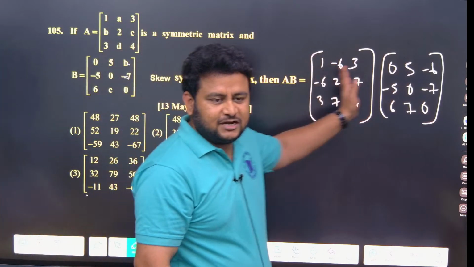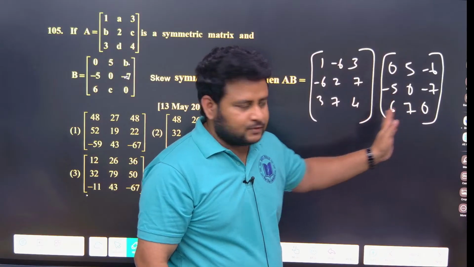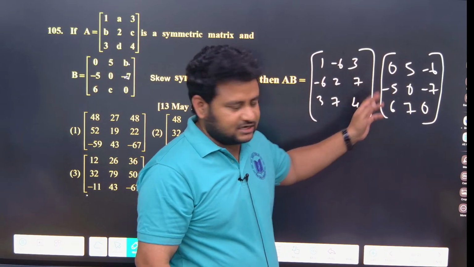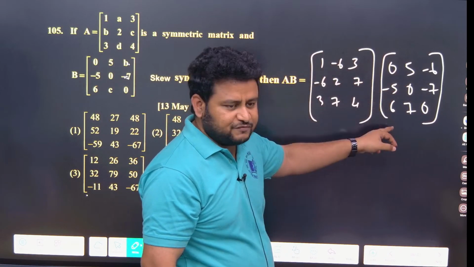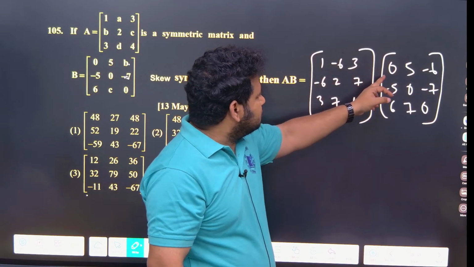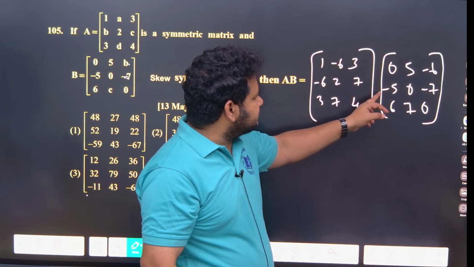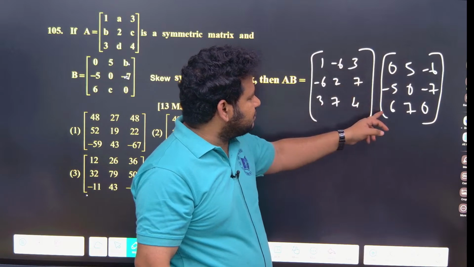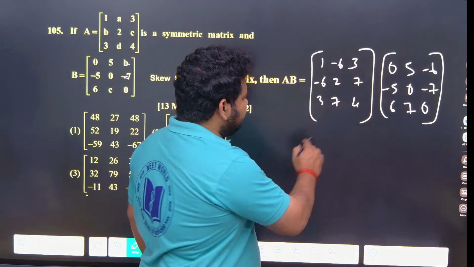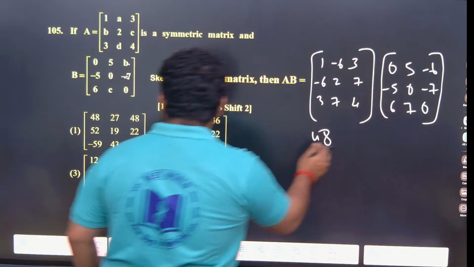I am not asking you to multiply everything completely. Only multiply what is required for us, that's enough. So we will take what? First row, first column, if I take that, what will I get? 1 into 0 minus 6 into 5 is minus 30... plus 30, 3 into 6 is 18. So I will get 48. I will get 48 here. So the first element should be 48.